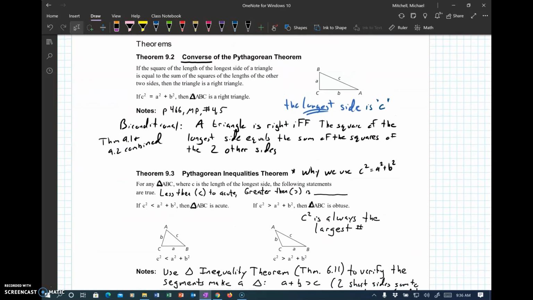Converse of the Pythagorean Theorem. Remember, converse: if our original statement is if A then B, the converse is if B then A. So this one we're saying, if it meets the Pythagorean theorem, then it's a right triangle. I mentioned the biconditional statement, that's putting them together. There's our if and only if. Big key on this, the longest side is going to be C. So whichever side is the largest one, that's what you put in for C, the potential hypotenuse.